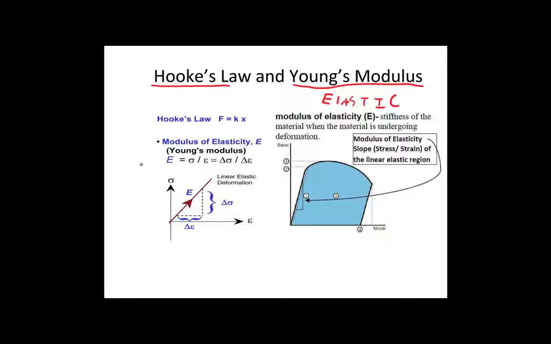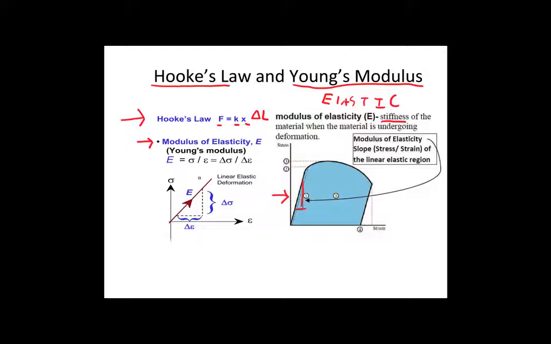Having said that, Hooke's law tells us that force is equal to a constant, the spring constant, times displacement. Displacement can also be written as change in length. You may have heard of Hooke's law in your physics class, and it is related to Young's modulus, or capital E. Modulus of elasticity is the stiffness of the material when the material is undergoing deformation, specifically elastic deformation. So it is also known as the slope of the linear part of the stress strain curve. It's the slope of this linear portion right here, and it's a measure of stiffness.